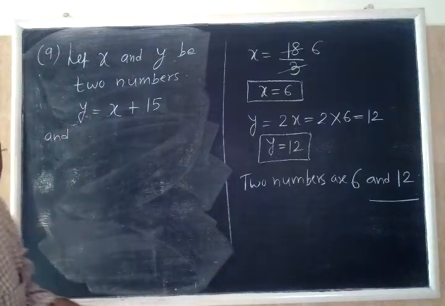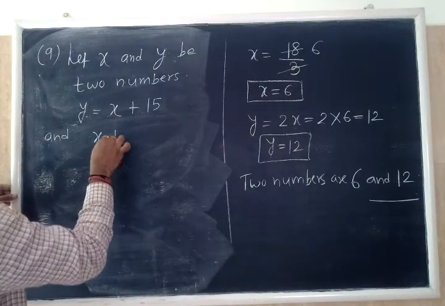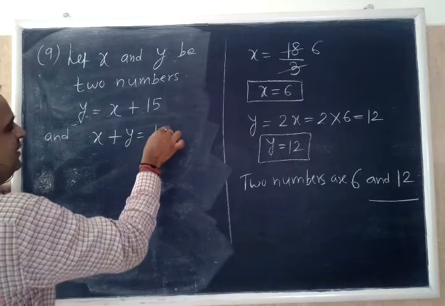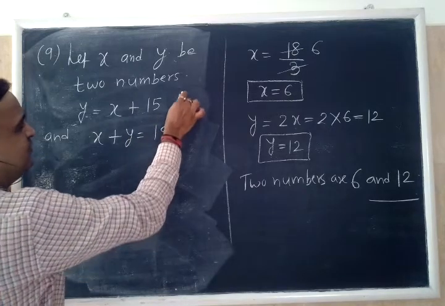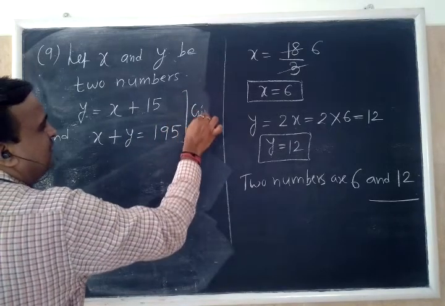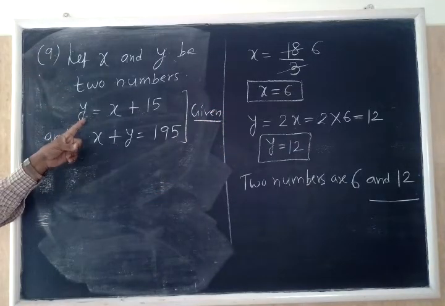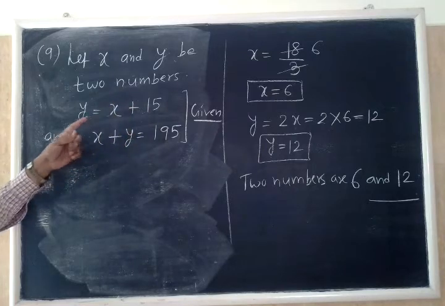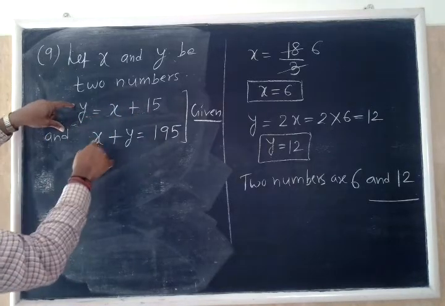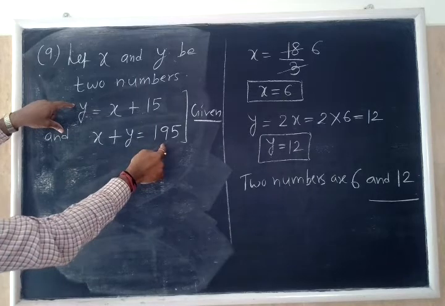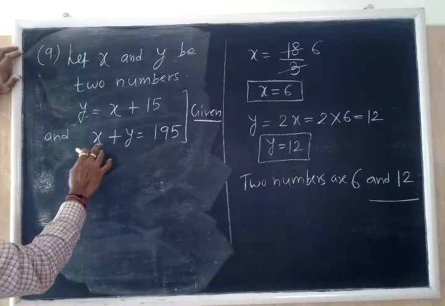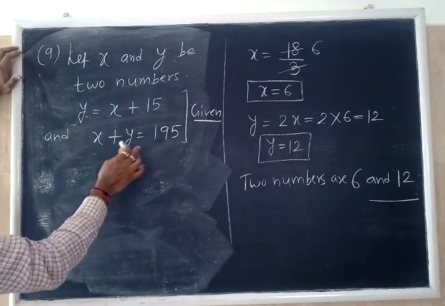Sum of two numbers is 195, means x plus y is 195. These two things are given. One number is 15 more than the other number, means y is equal to x plus 15, and the sum of the two numbers x and y is 195. Find the two numbers. So x plus y is 195.